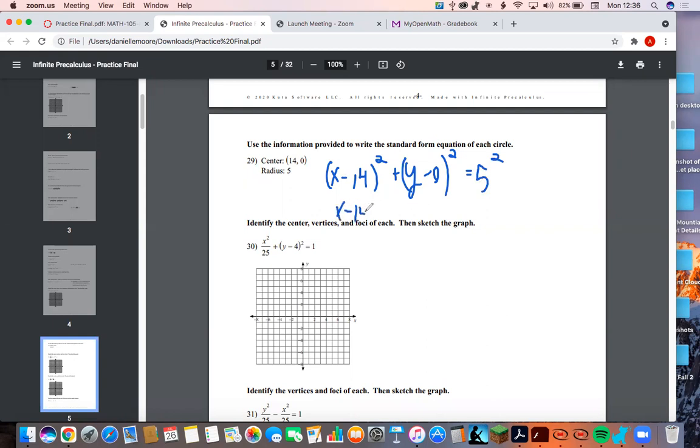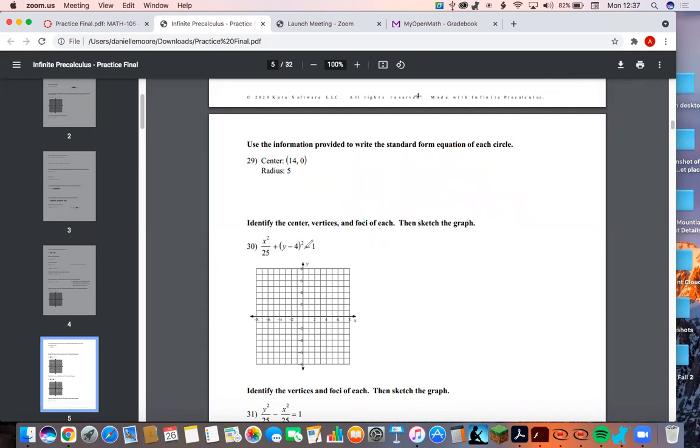x minus 14 squared is pretty cleaned up. I wouldn't do anything with that probably. But y minus 0 is just y, so you could just call that y squared. And then equals, you could leave this as 5 squared if you want to emphasize the fact that it's a radius of 5, or you could just put 25 because that's what 5 squared evaluates to. So this is a pretty good cleaned up version of it. It's also okay to leave this as 5 squared if you like. It's whatever. Cool. Now, next deal.